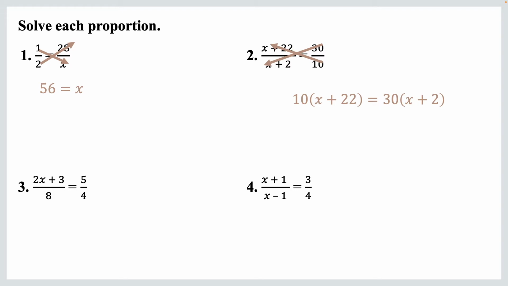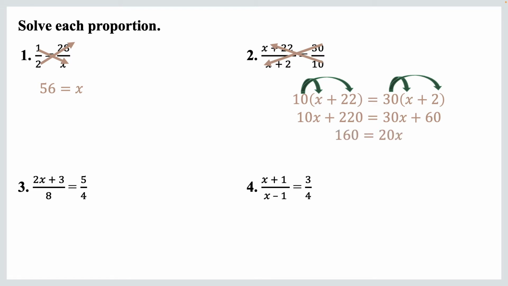Now the algebra skills, right? So we've got to take that 10, distribute it through to each of the parts inside the parentheses, and the same with the 30. So 10 times x is 10x, 10 times 22 is 220, 30 times x is 30x, and 30 times 2 is 60. We'll gather all the x's to one side and all the numbers to the other, divide by 20, and x equals 8. So pause the video, try the next one on your own.